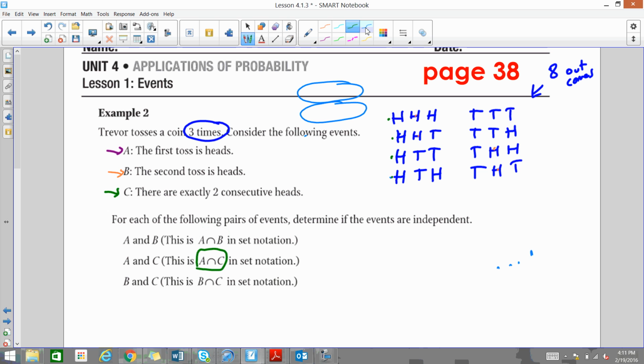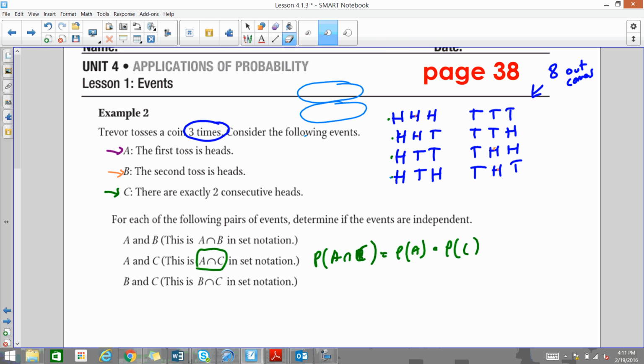Now we already have the probability of A, so we're going to rewrite this. The probability of A intersecting C, not B, good, is equal to the probability of A times the probability of C. In the last problem we already had to find the probability of A. We know the probability of A is 4 out of 8. Now the probability of C and the probability of A intersecting C are also out of 8. Let's figure out how many there are.